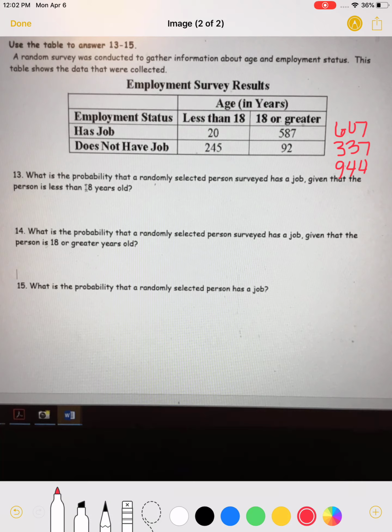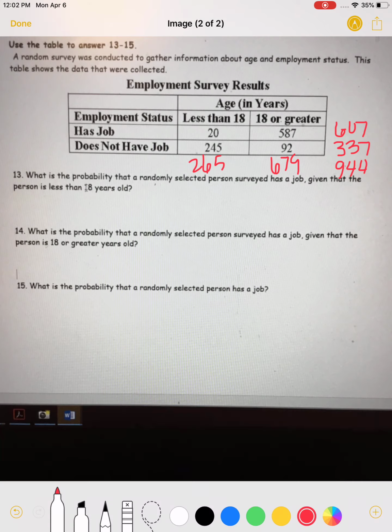So now we're going to our columns. That's going to give me 265. And then 18 or greater, 587 and 92, 679. Okay, and then when you add those together, again, you should get 944. I'm just going to double check to make sure, and we're good to go.